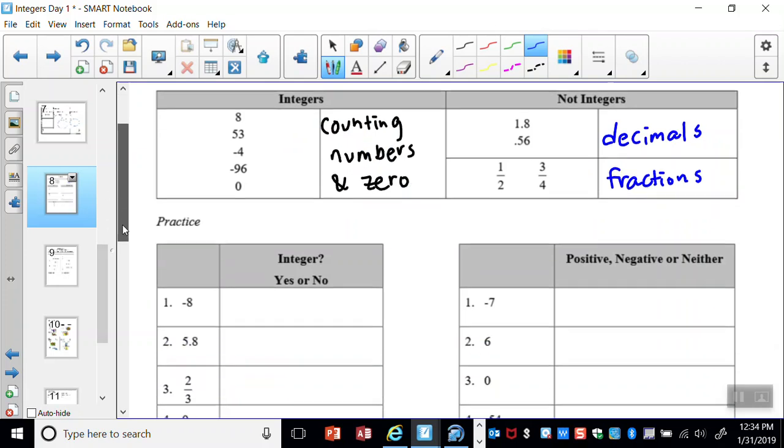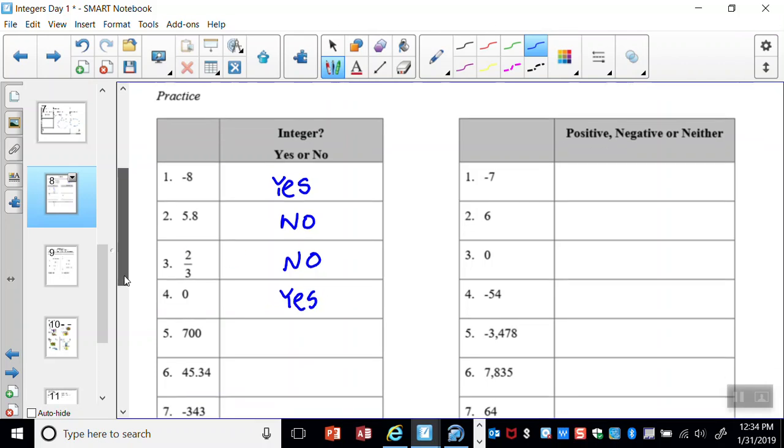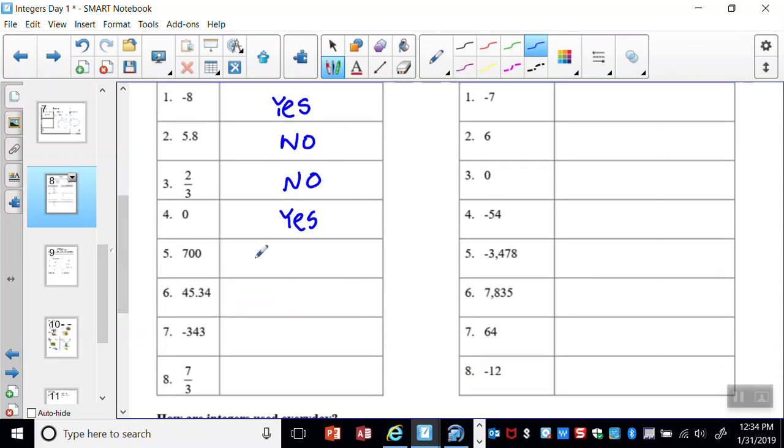So let's do the practice problems. -8, integers? Yes. 5.8, is it an integer? No, you have the decimal point. It is not. 2/3 is a fraction, it's not an integer. 0 is an integer. So you can pause the video and try 5 to 8 and then take your answer.